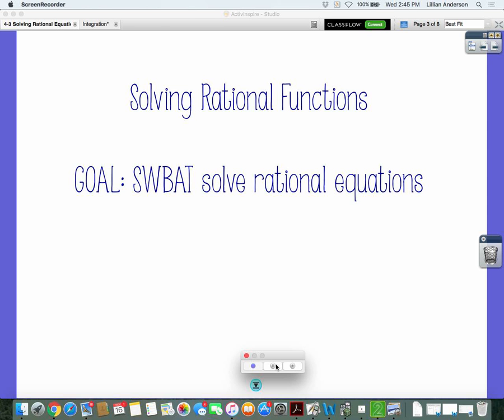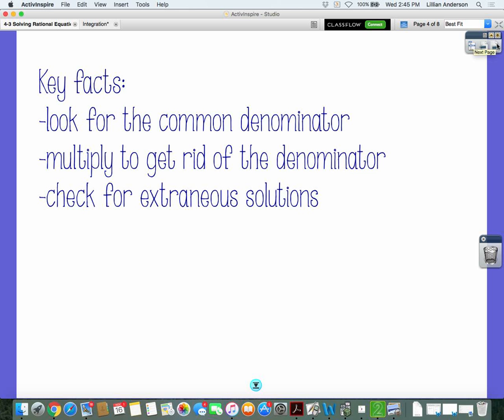All right, so again, we're solving rational equations today, the easier ones. A couple of things that you need to remember when you are solving a rational equation. Look for a common denominator, because as we know, rational functions are fractions. And a lot of these are going to be a fraction plus another fraction, so in order to add them or to subtract them, we need a common denominator.